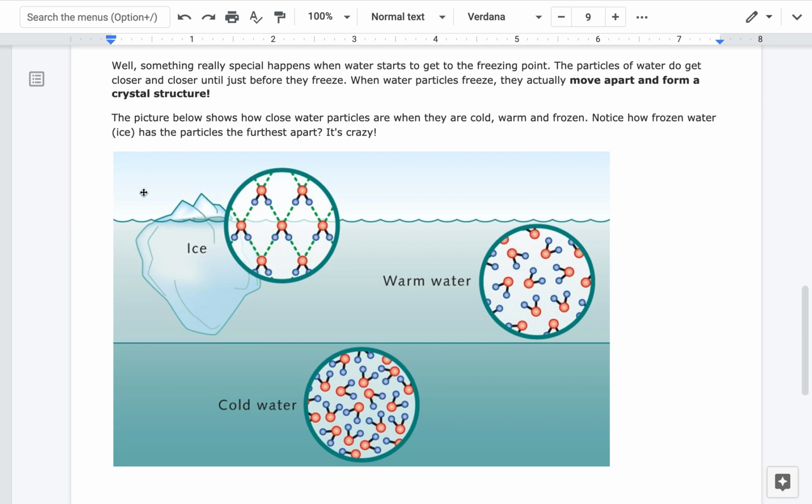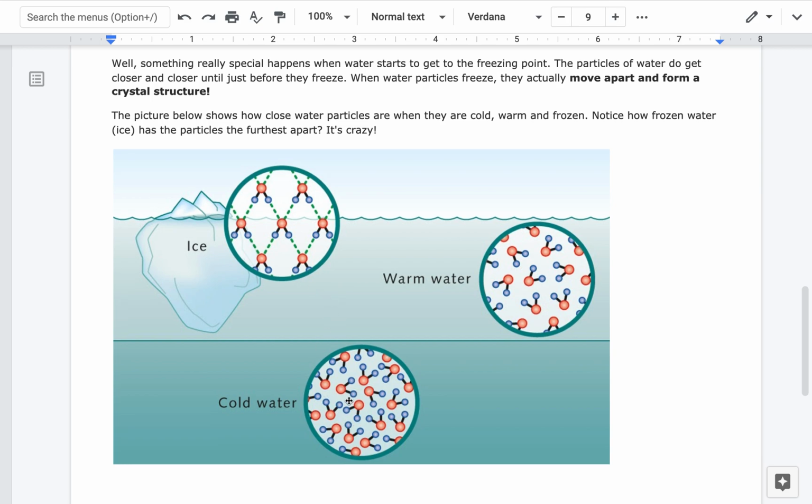It's crazy. So here we've got cold water, particles close together, warm water, particles a little bit further apart, and ice, the particles are the furthest apart. What the heck? Now, ice is kind of an extra molecule.